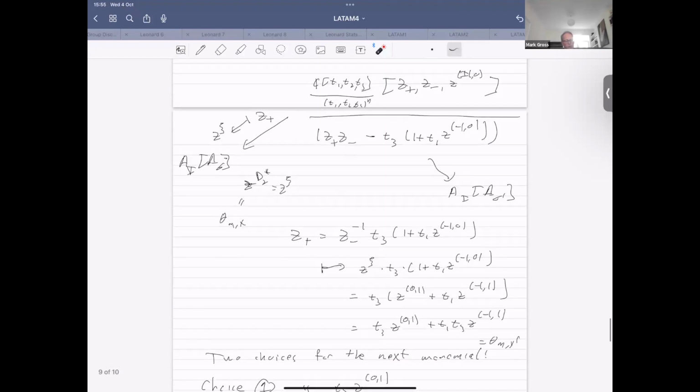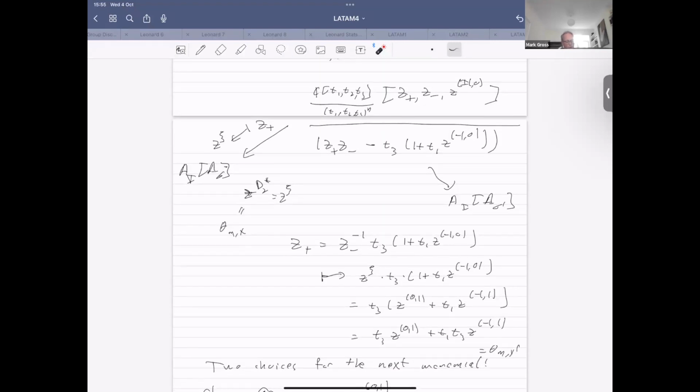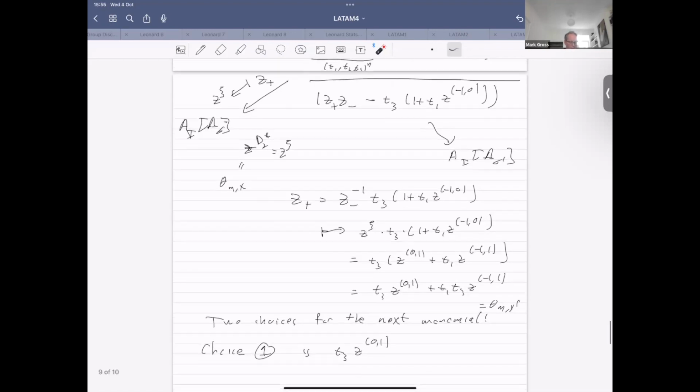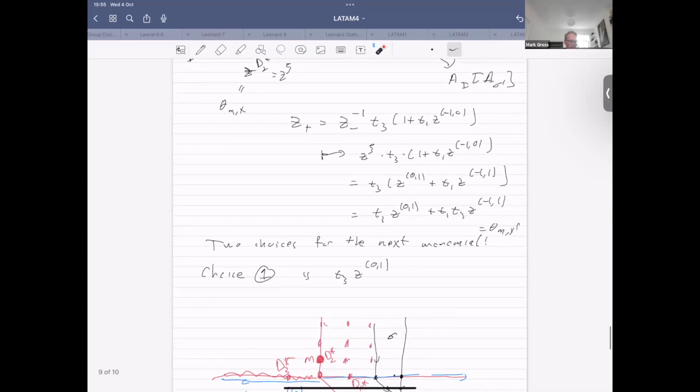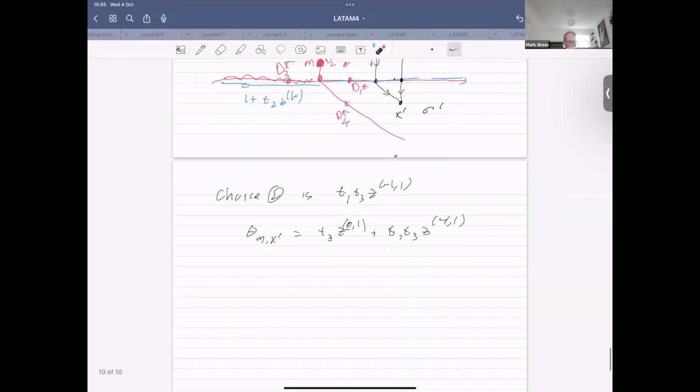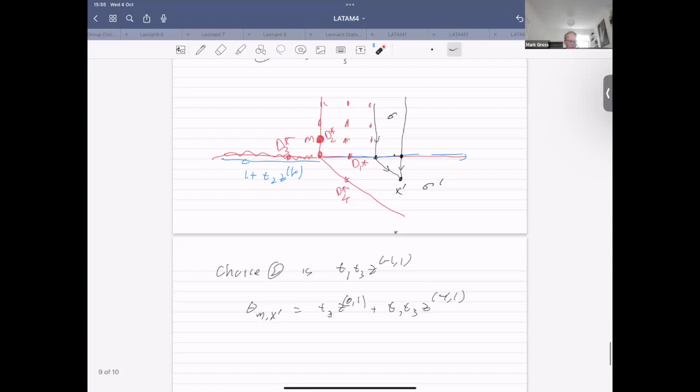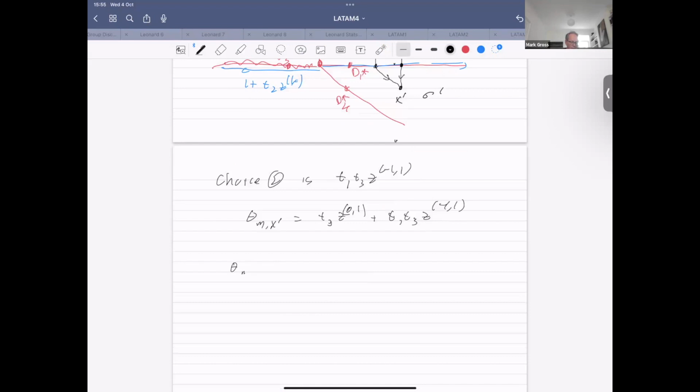Now you might say that this is blindingly obvious because I constructed these broken lines from the terms that appear in the image of z plus. But if you play around with this, you'll find that once things get more complicated, it's not at all obvious that this works. Okay, so both of these, theta mx and theta at x prime, patch in the sense that they are images of z plus.